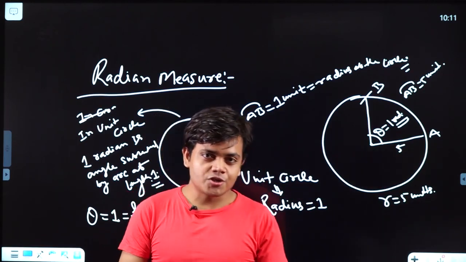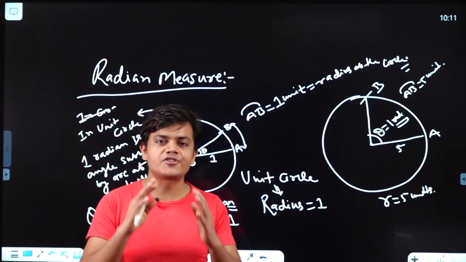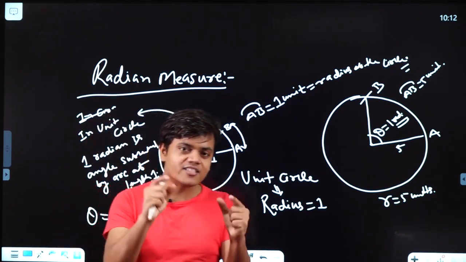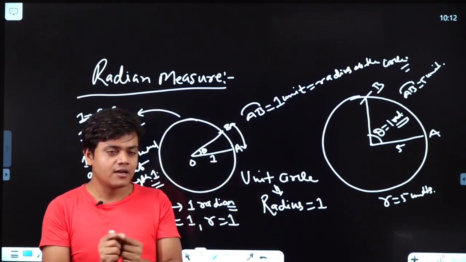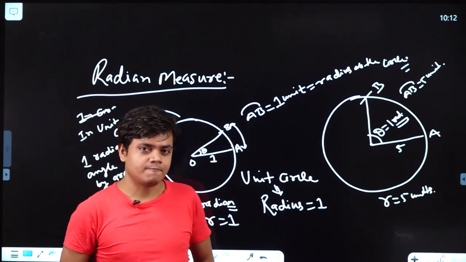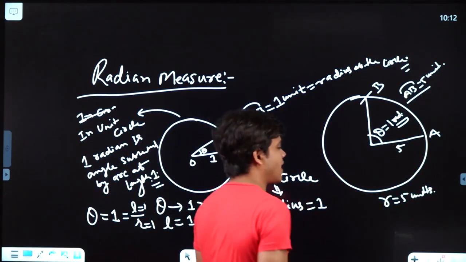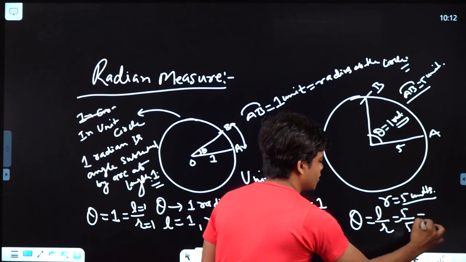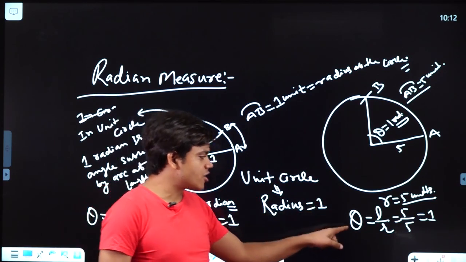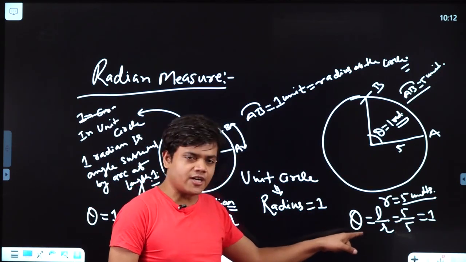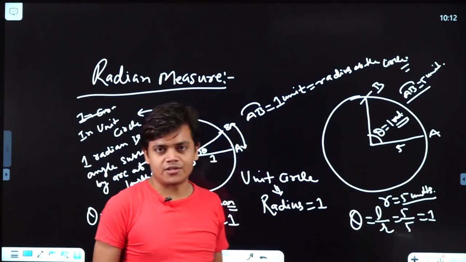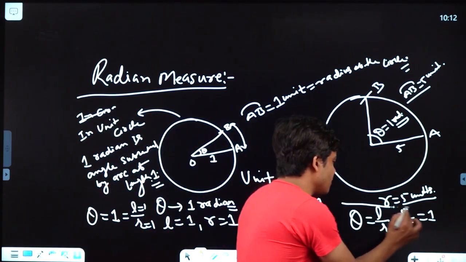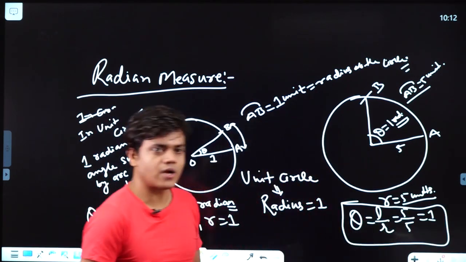So now what is the definition? In any circle, if we take the arc length equal to its radius, then the angle subtended by that arc length will be 1 radian. For example, if your arc length is 5 and your radius is 5, then theta is equal to L by R, which is 5 by 5 is equal to 1. So what is the relation between the angle in radian, the arc length and the radius? Certainly theta is equal to L by R. So we all should remember this. Theta is equal to L by R.